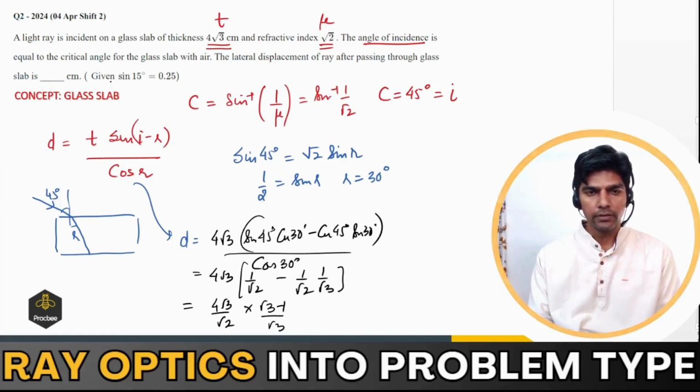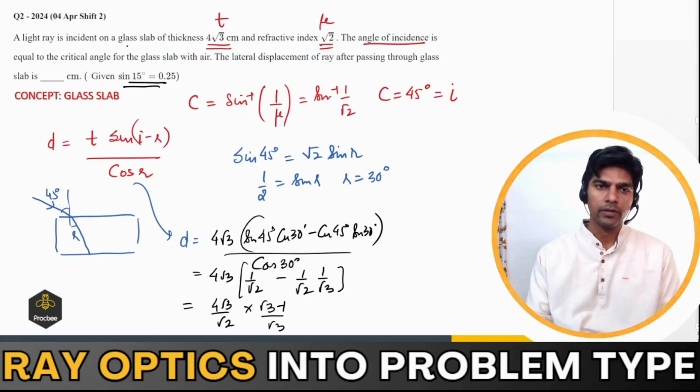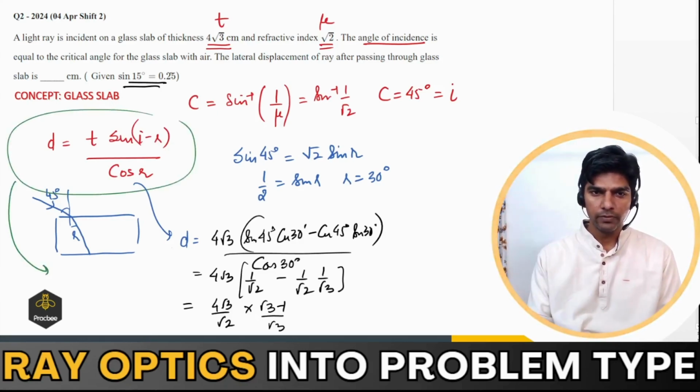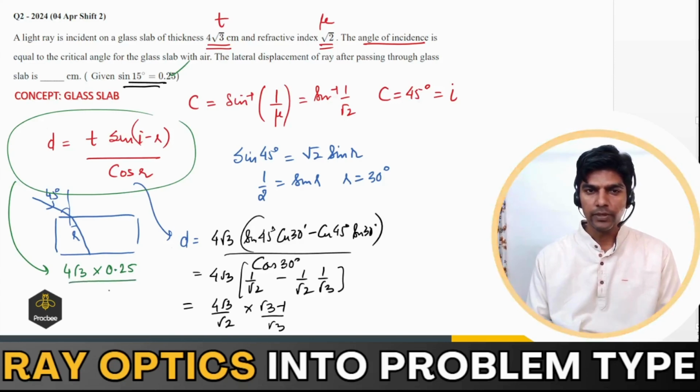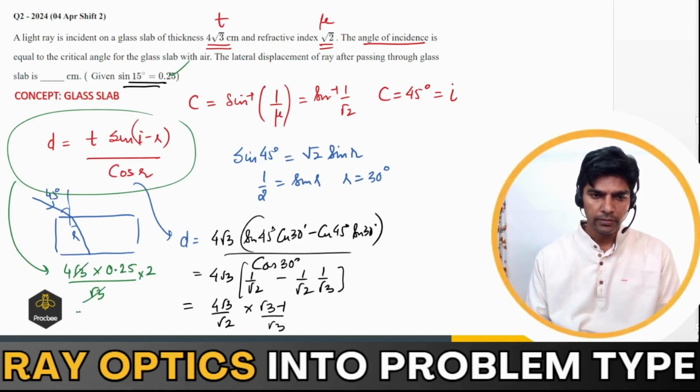But if you look at the question, they have given sine 15 value, take it as 0.25. So what we can do, we can directly plug in the value of i minus r. i minus r is nothing but 15 degrees. So we can also find the value of d by using the given data. So it will be 4 root 3 times 0.25 divided by cos 30, which is root 3 by 2. So this will get cancelled out and it will be nothing but 2 centimeters, right?